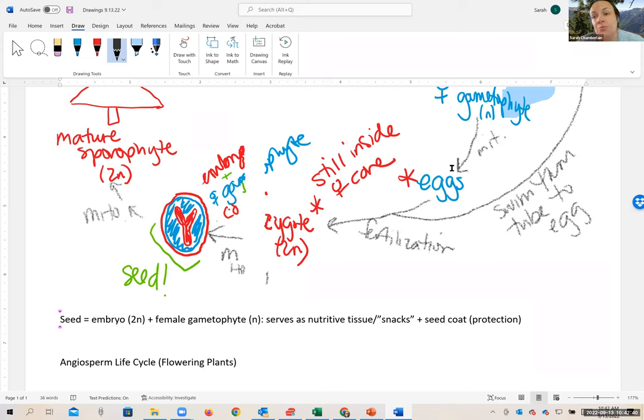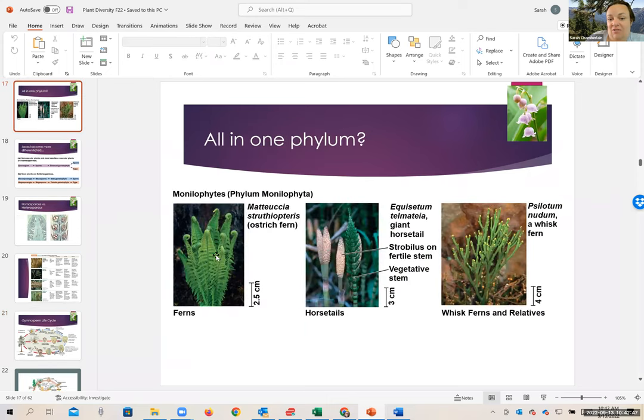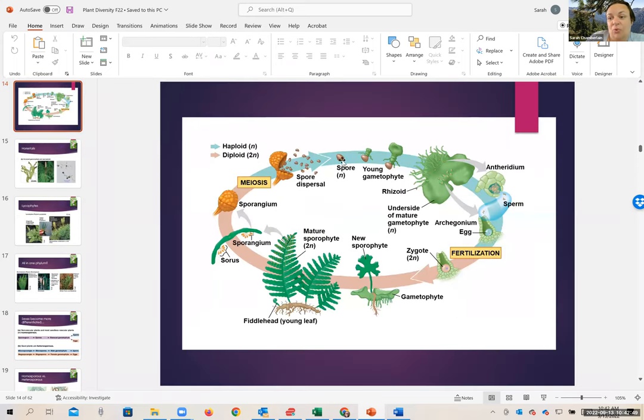In our other groups, we didn't have that. That wasn't a possibility, right? Because if we go back and we look at our ferns, spores don't have any nutritive tissue, right? A spore is just a single cell that needs to grow to produce a gametophyte. So it's either going to do it or it's going to fail, right? And then gametes also are not particularly robust. They're just single cells. So they're either going to grow or not, right? Or they're going to fail, right?